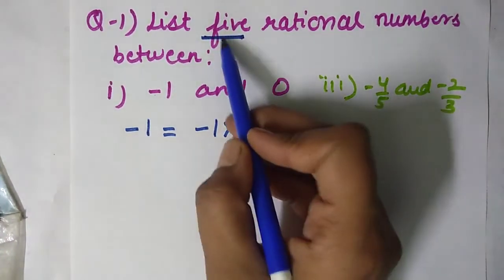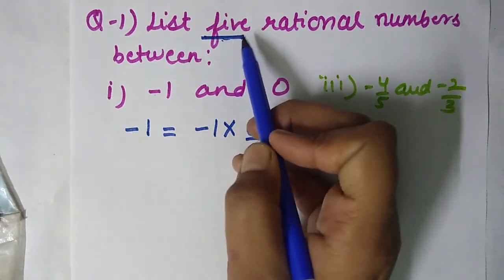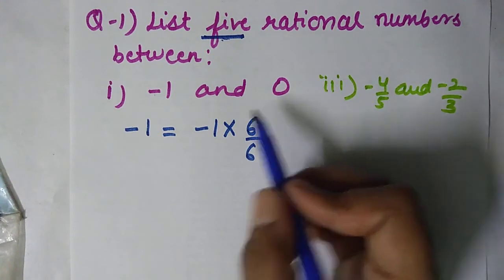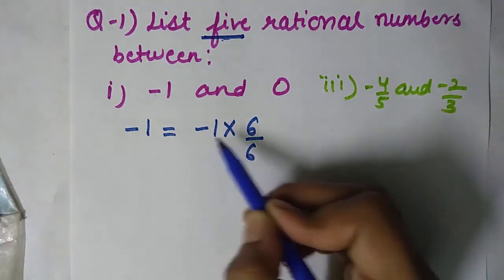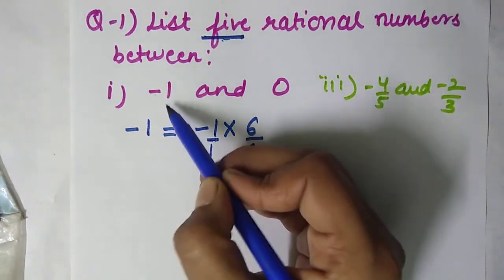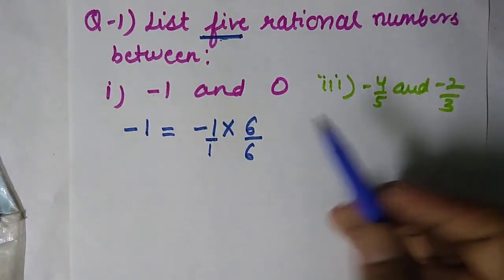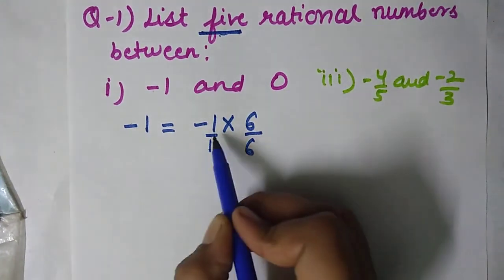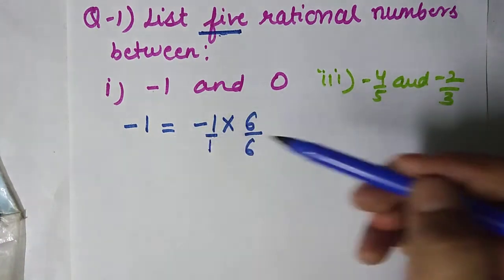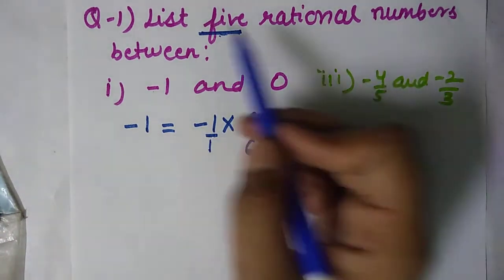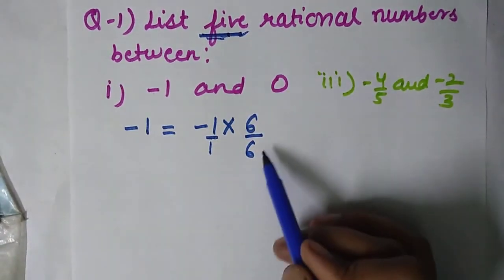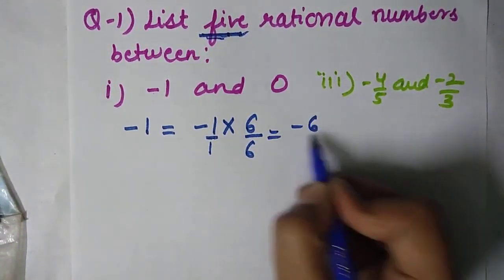First step: as you have to find 5 rational numbers, you have to take one more than 5, that is 6, and that 6 should be multiplied with the numerator and denominator of the given number. In the denominator we already have 1, because this minus 1 is equal to minus 1 by 1. So the numerator and denominator of minus 1 should be multiplied with the number which is one more than the required count. Here we have to find 5 rational numbers, so we multiply with 6. So it will be minus 6 by 6.